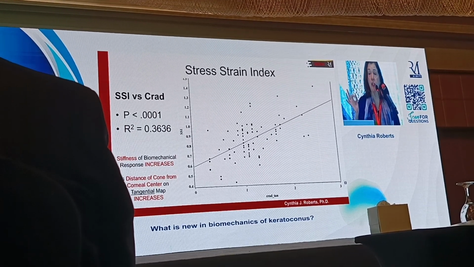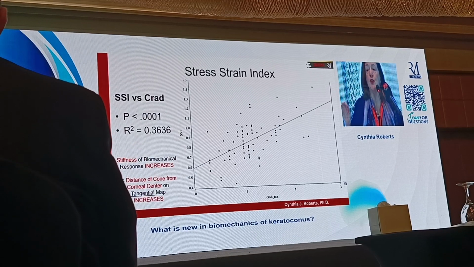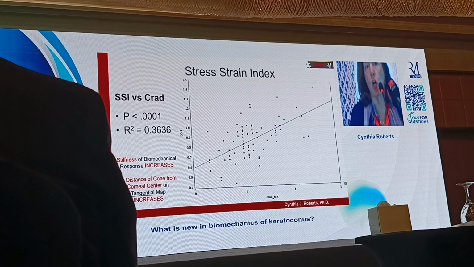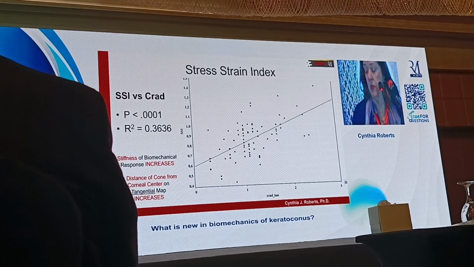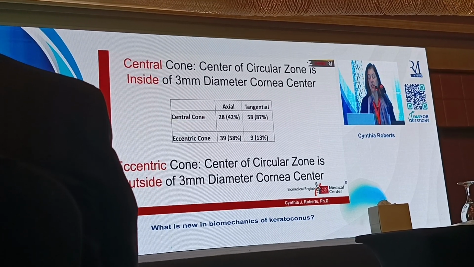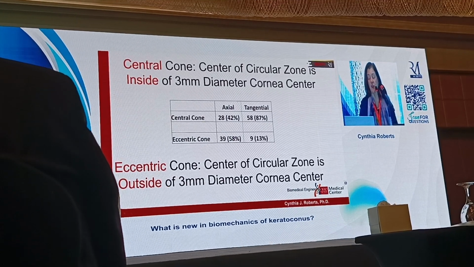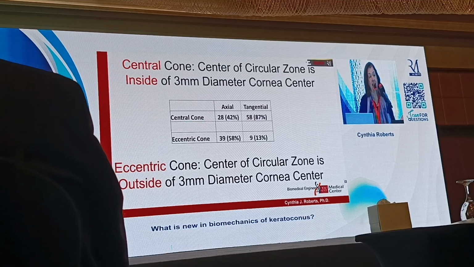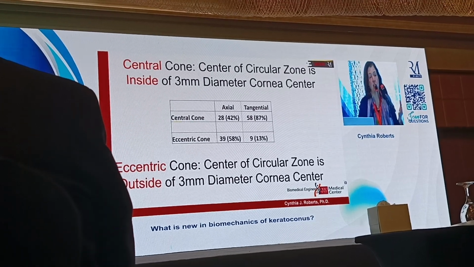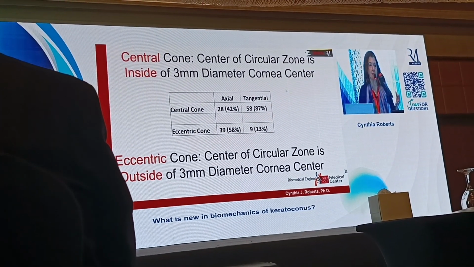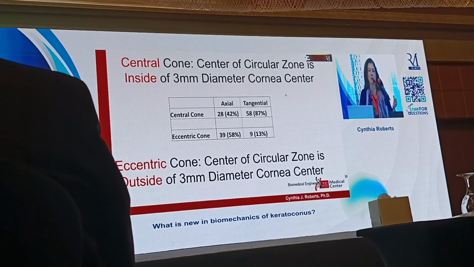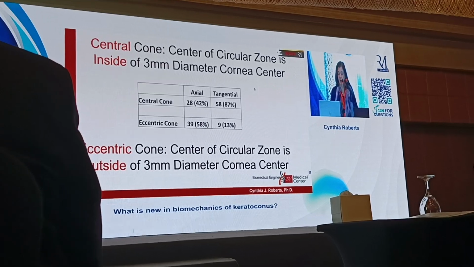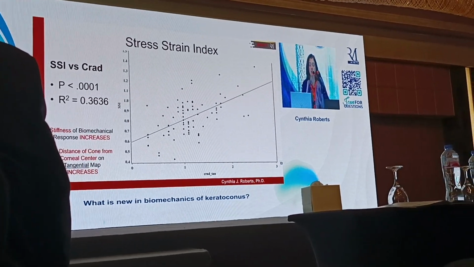So if you're screening for keratoconus, you want big features, you use the axial algorithm. But if you're evaluating the response to cross-linking, you need to use tangential, because in this population, if we use axial, we have an even distribution between central and eccentric cones. But if you use tangential, only 9 subjects had eccentric keratoconus. Most of them are central. And I think that you'll find that in more populations than this one.